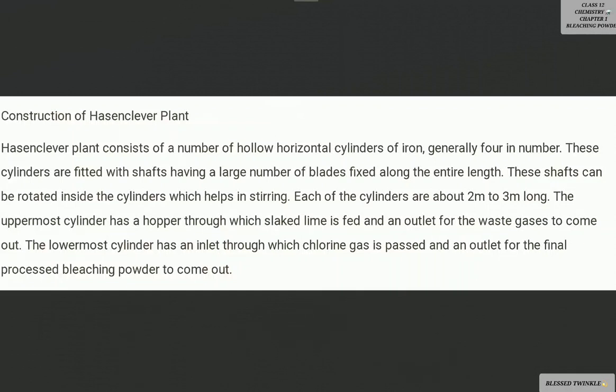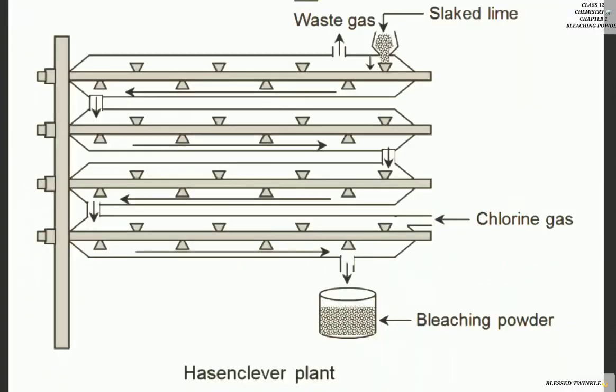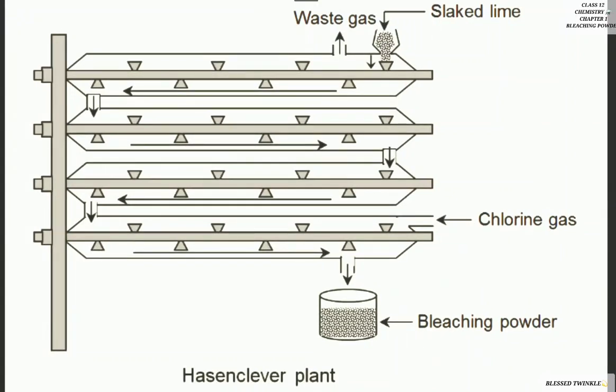The uppermost cylinder has a hopper through which slaked lime is fed and an outlet for the waste gases to come out. The lowermost cylinder has an inlet through which chlorine gas is passed and an outlet for the final processed bleaching powder to come out. Look, here we have 4 cylinders. We have shafts in each cylinder and plates in rotatory motion. From the top we introduced slaked lime. From the last cylinder we introduced chlorine gas.